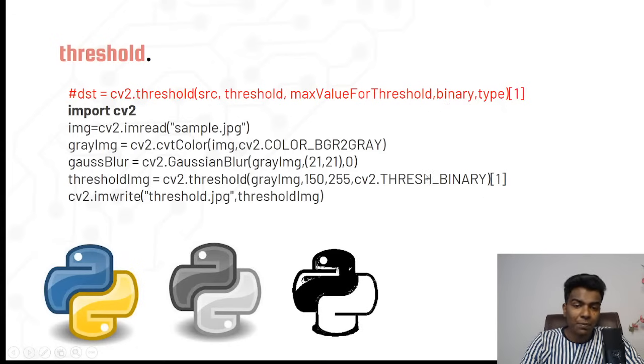So what is the type here? It is cv2.THRESH_BINARY. We are going to convert that image into a binary image.